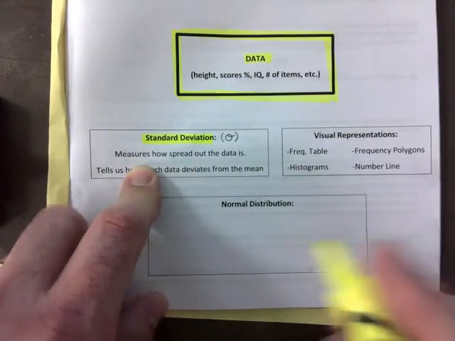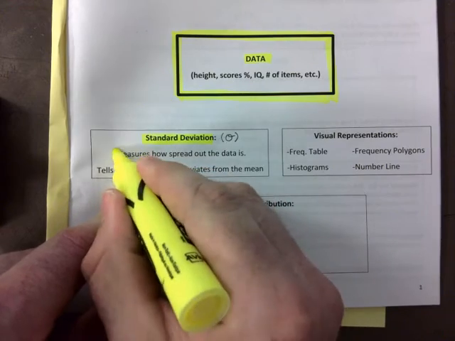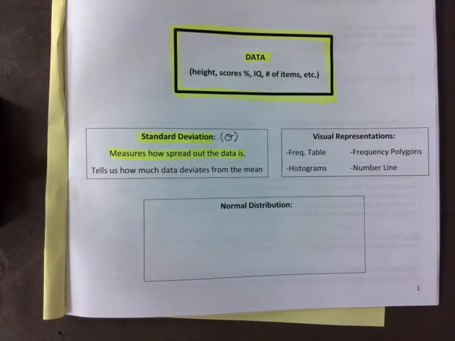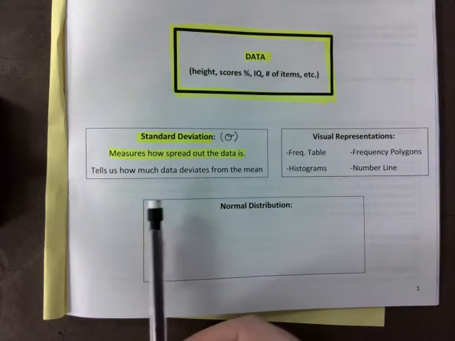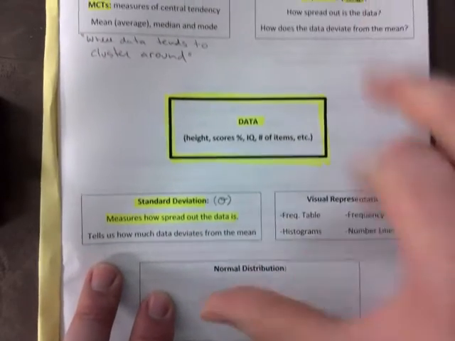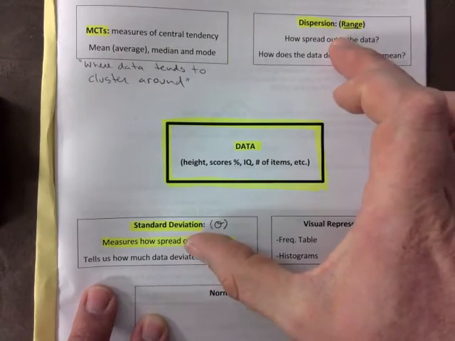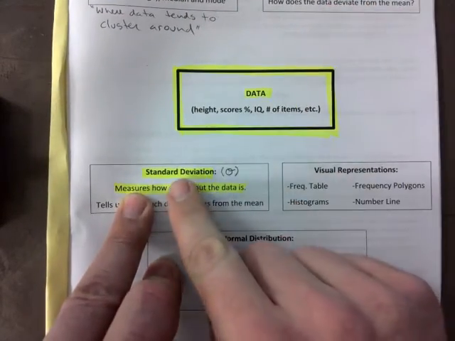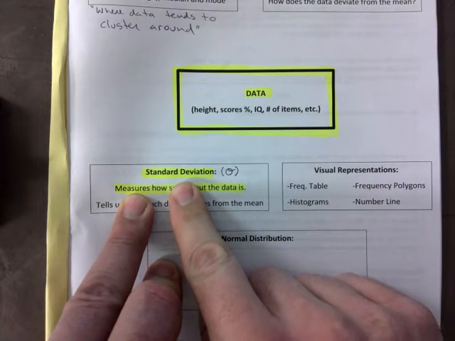Measures how spread out, right? That's in a nutshell what the standard deviation tells us. It's a number. We'll calculate that. It tells us how much data deviates from the mean. So in a sense, these two here are related. But we first start talking just about this, what we observe, and then we realize that this can be calculated.